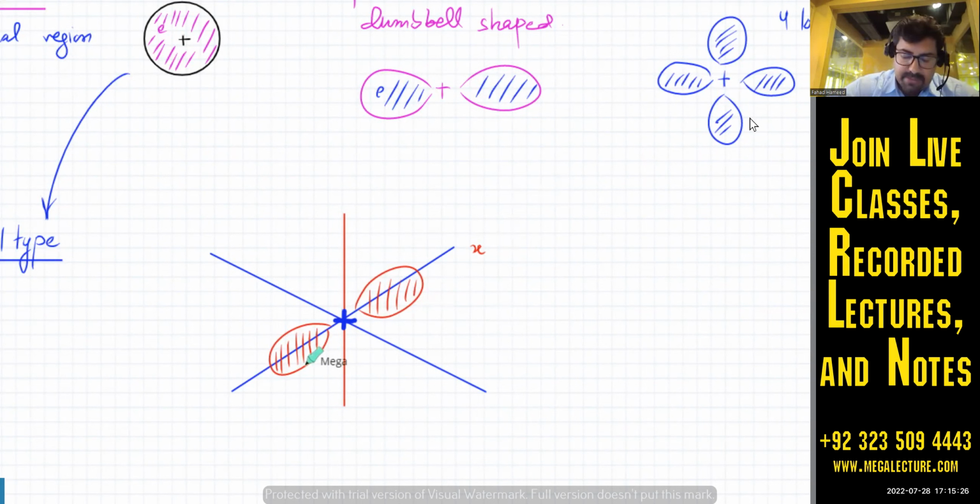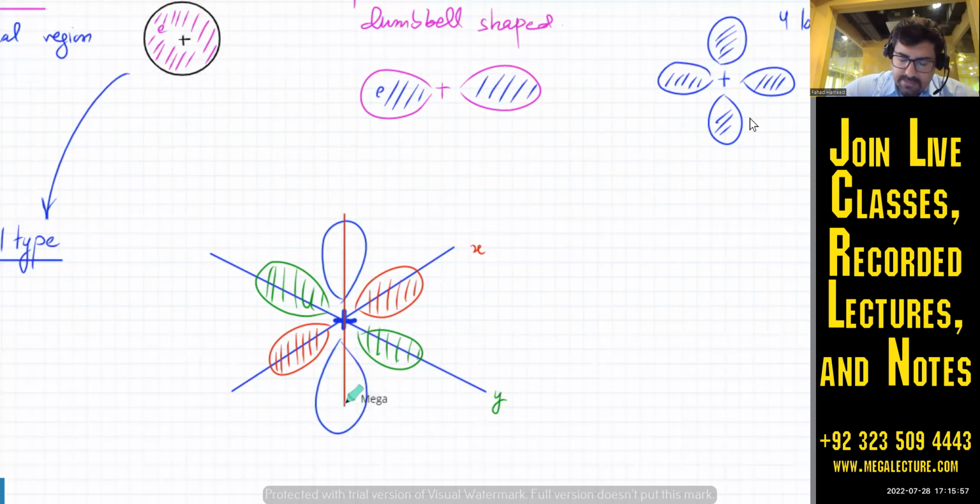Or what could happen is that the negative charge of the electron could be located on the y-axis. Let's call that the y-axis. Okay, so the negative charge of the electron could be distributed on the y-axis. Or what could happen is that the negative charge of the electron could be on the z-axis. So let's call this axis the z-axis. So the negative charge of the electron could be distributed.